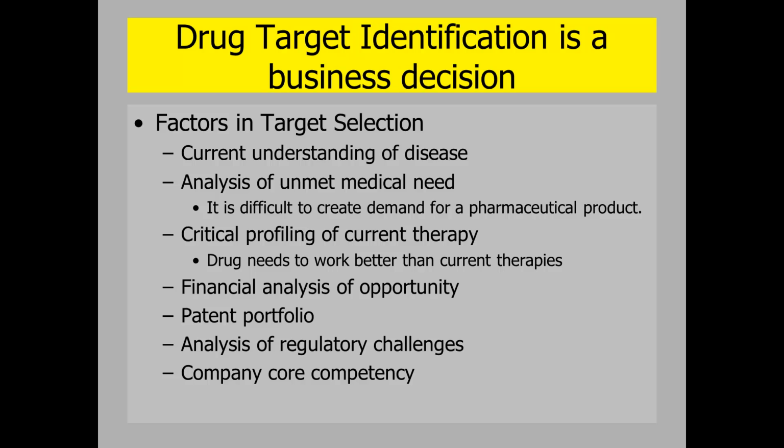And it should be something that falls within the company's core competency in terms of manufacturing. So if a company is used to making small molecule chemical drugs, and all of a sudden they are called upon to develop a monoclonal antibody therapy, they may have to acquire a partner or work with another company because that's outside their core company competency.